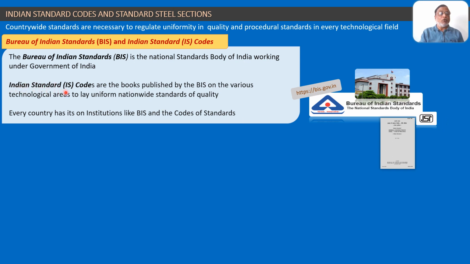The Indian Standard Codes, IS codes, are the books published by the Bureau of Indian Standards on the various technological areas to lay uniform nationwide standards of quality. So the Bureau of Indian Standards publishes these small booklets, which are called Indian Standard Codes or IS codes, and they contain the nationwide standards of quality, and the entire nation is supposed to follow those standards. Every country has its own institutions like BIS and codes of standards.